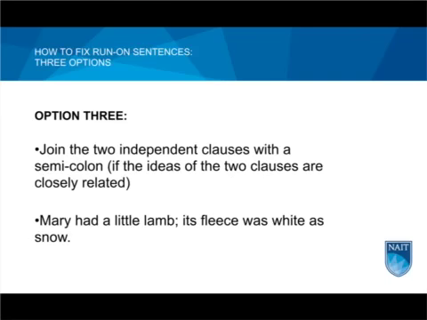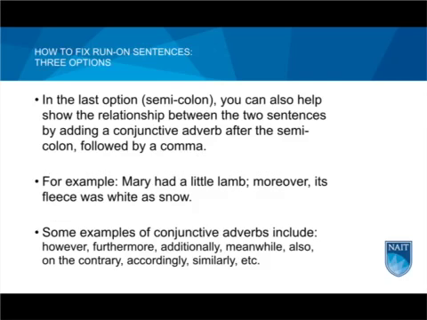The third way to fix a run-on sentence is to join the two independent clauses with a semicolon. You can only do this if the ideas in the two clauses are closely related. Let's look at the example. "Mary had a little lamb, semicolon, its fleece was white as snow." This is also correct.